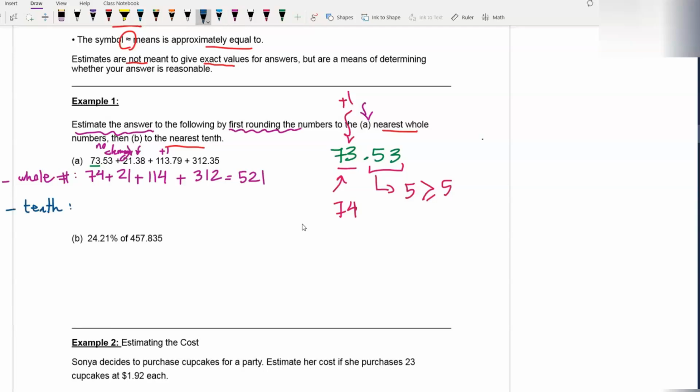So for tenths, we have 73.53. The place that we have here, this one is the tenth. Looking to the right of the tenth place, 3 is not greater than or equal to 5. Since it's not, there is no change to this part. Meaning, rounding, the answer for this is 73.5.